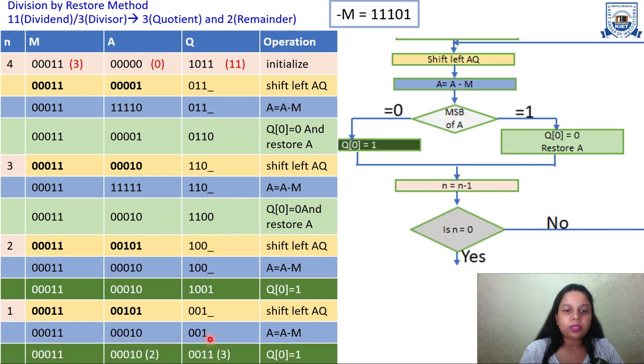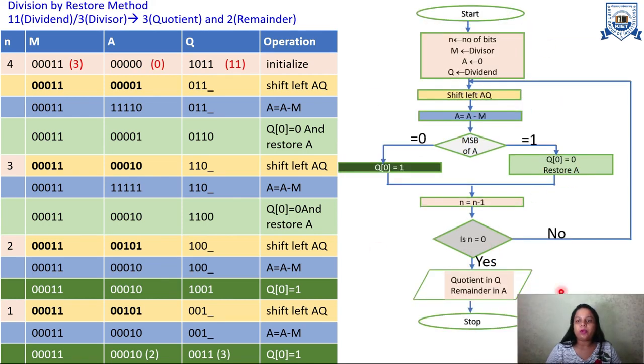In Q, on the last bit we wrote 1. And A's value is 00010. Now next we have to subtract from n again. The last value of n is 1. We will subtract one from it and it will become 0. It means on the next step we will check if n is equal to 0 and it is yes. If it is yes, we will move further.